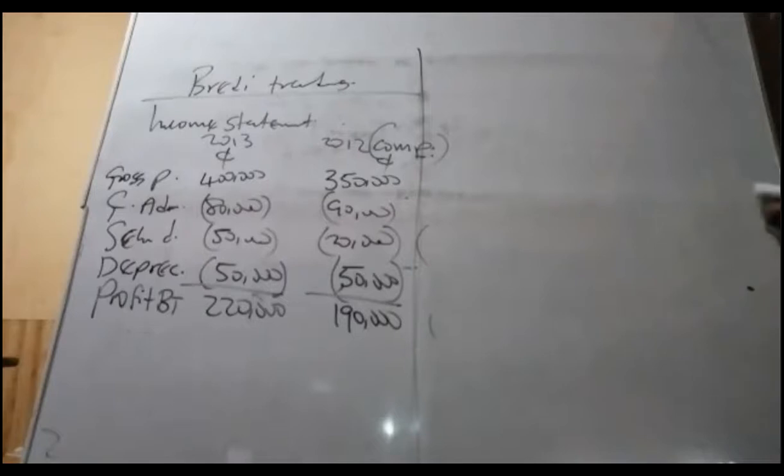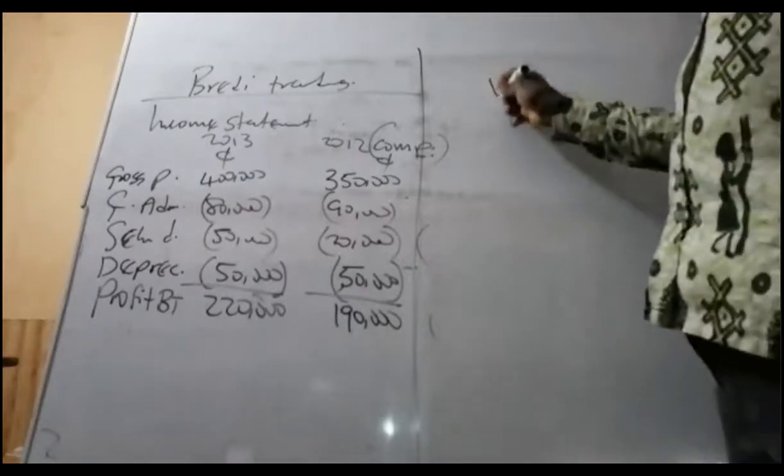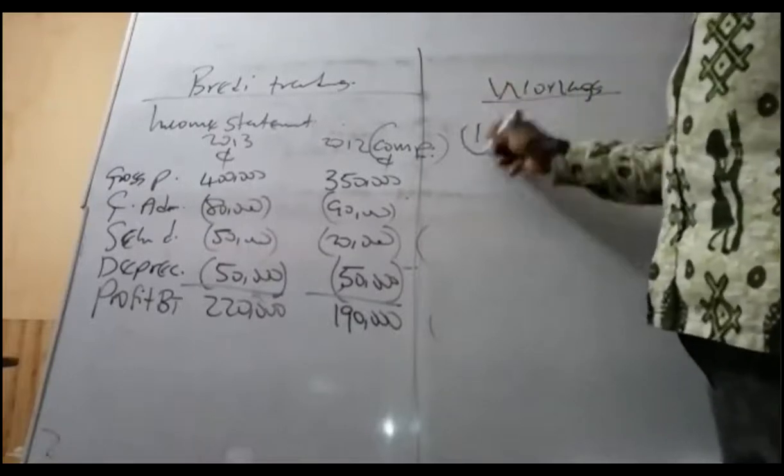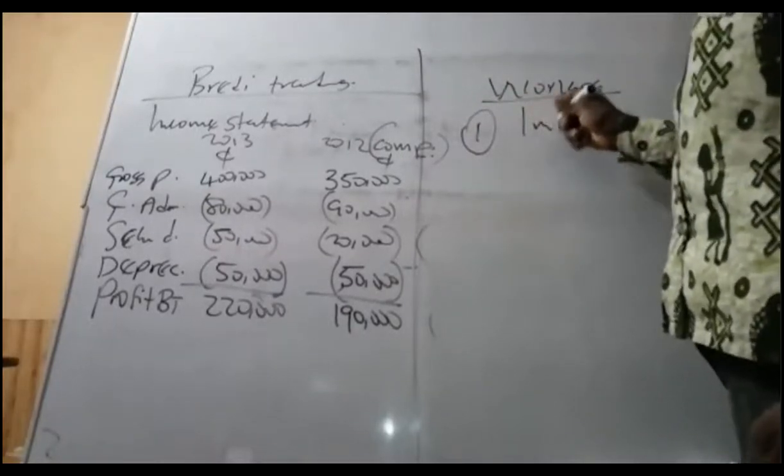Okay, now let's see. So workings. So let's do the workings here. I'm doing workings. Number one, about tax, income tax.